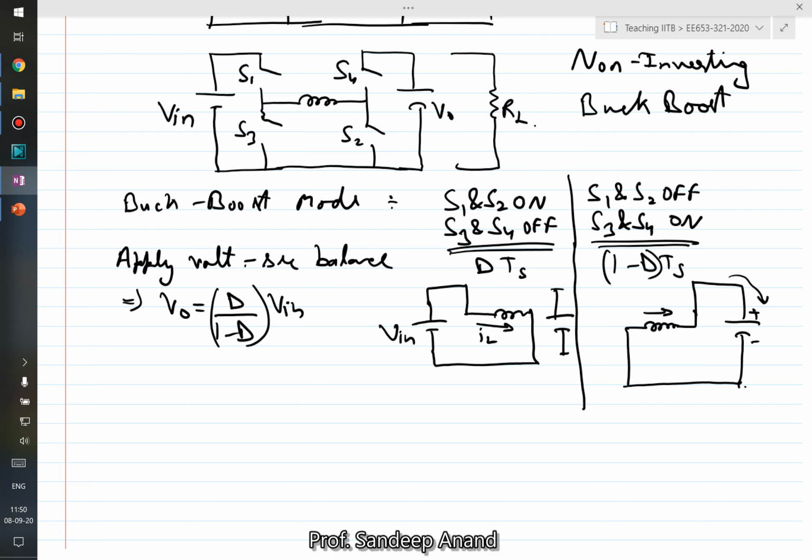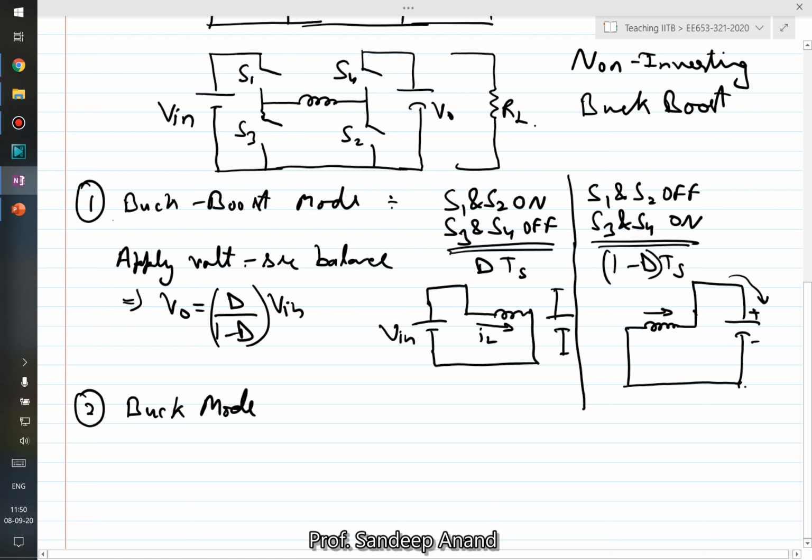Now this is the circuit operating as buck boost. Let's say you want to operate it only as buck for a certain region. That you can also do with the same circuit. So how can you do that? Let's say this is buck boost mode, let me call it 1. Let's say you now want to operate only in buck mode. You don't want to operate it in buck boost mode.